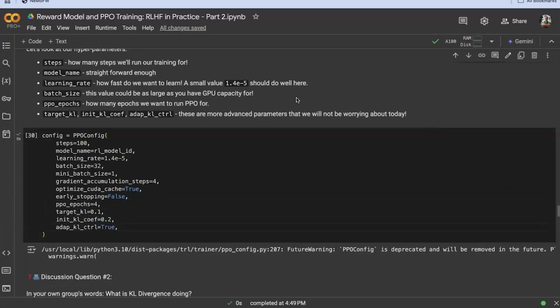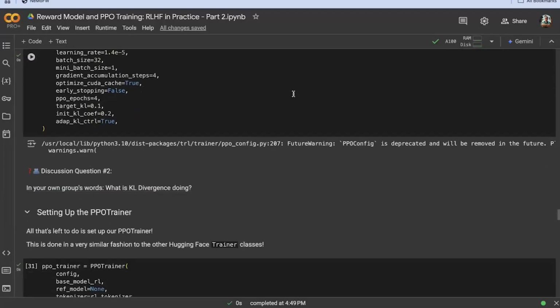What we really want to focus on with KL divergence is that we're just going to think of it as a measurement of how far we are drifting away from our reference model. We don't want to drift too far away, because if we do, our model might behave differently. It might lose some capabilities that we're really excited about. So we want to keep our policy, which is the model we're training with PPO, tethered to that reference model. And we do this through that KL divergence term.